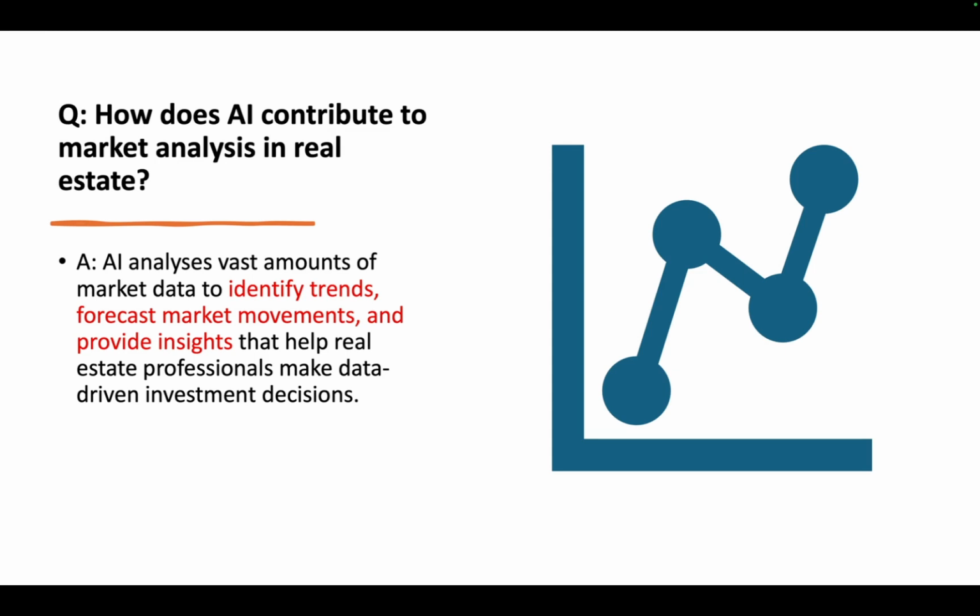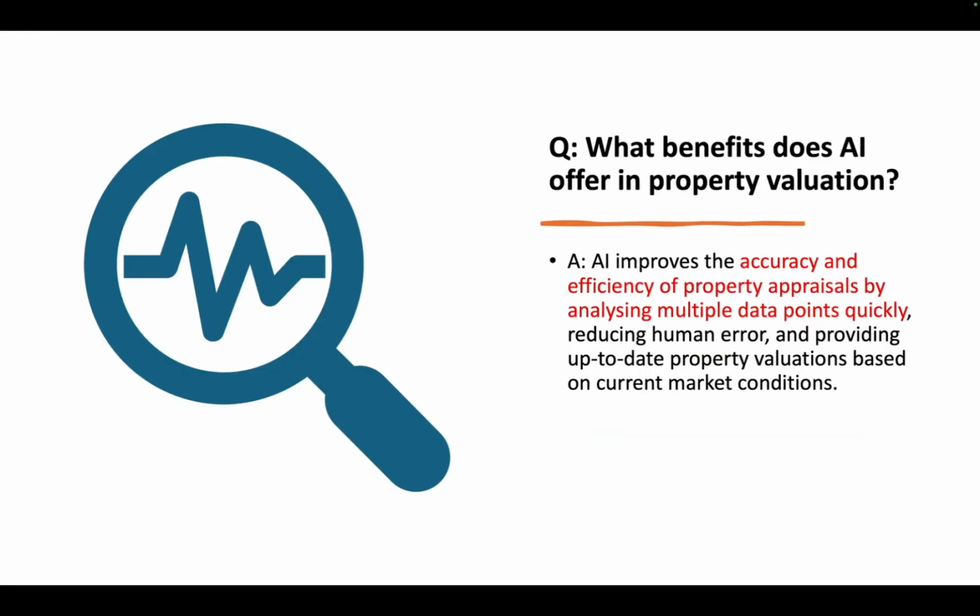So there's a lot that AI is contributing, but the key thing for a lot of people in real estate is being able to find that golden nugget before everyone else, and that's where AI can come in and provide that forecast information that you need.